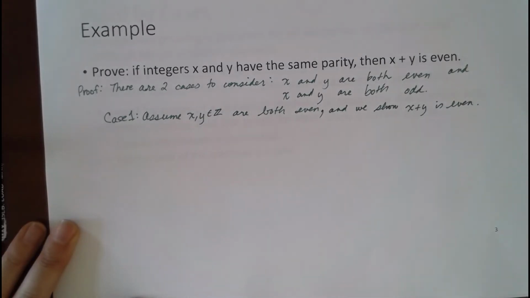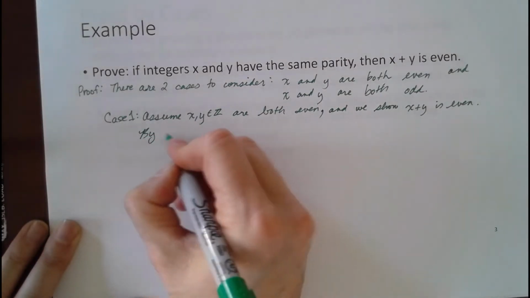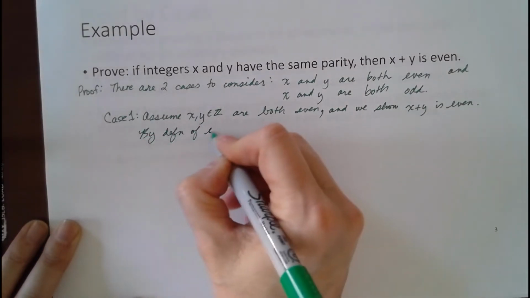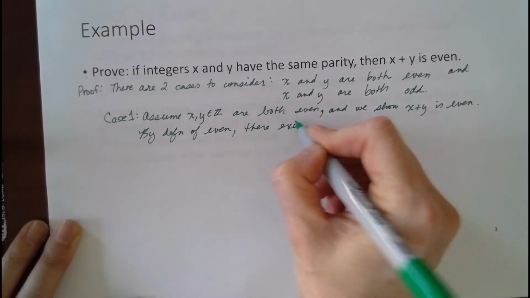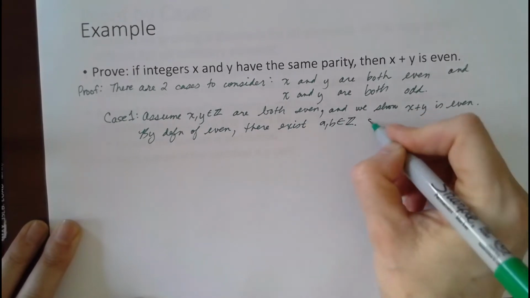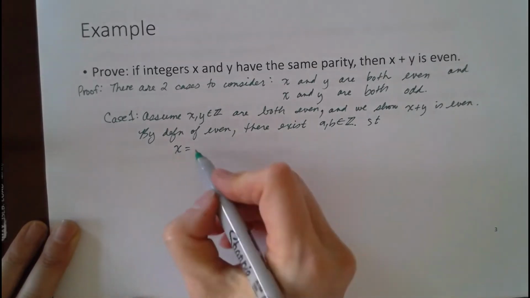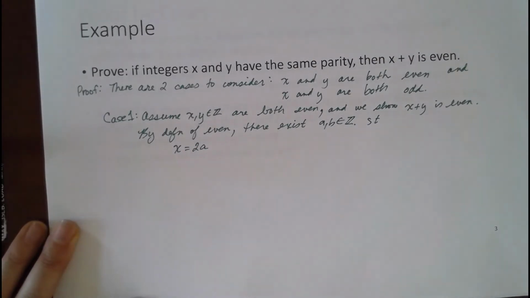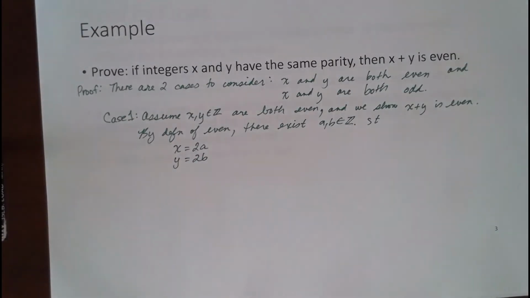By definition of even, there exist integers a and b such that x is even, so it could be 2 times a, and y is even, so it can be 2 times b. Just don't choose the same variable. We can't force them to be equal. We just need them to both be even.